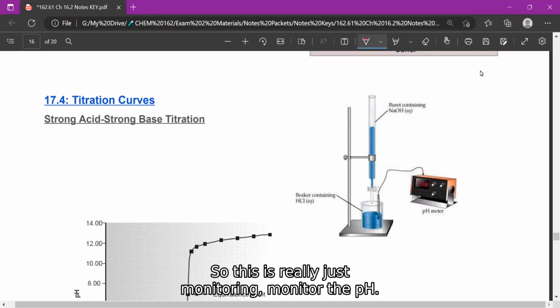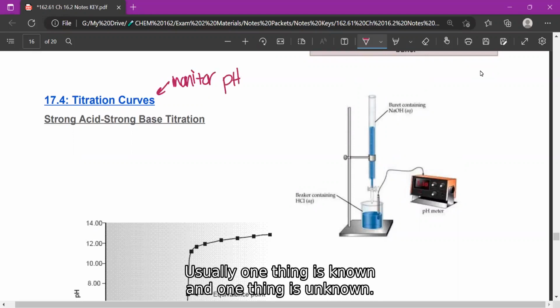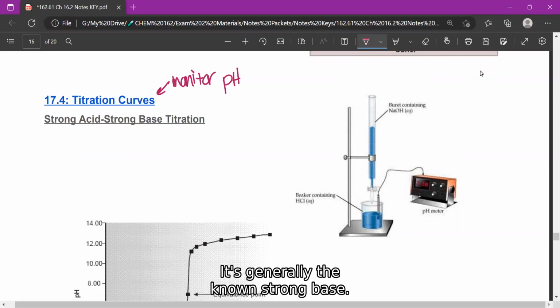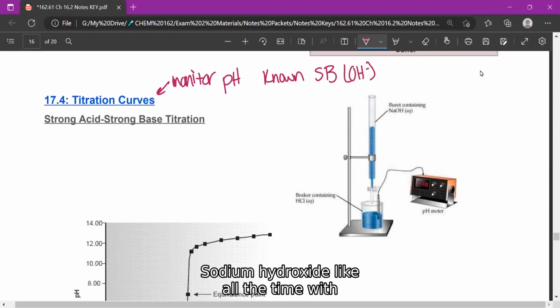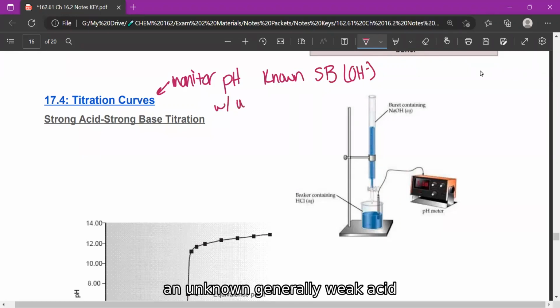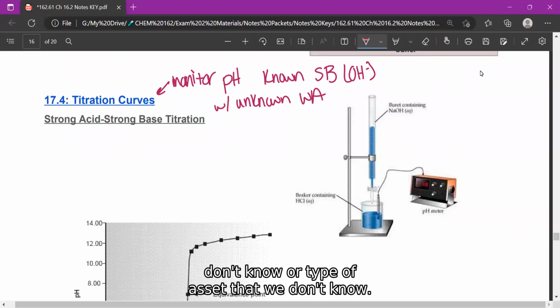So this is really just monitor the pH. Usually one thing is known and one thing is unknown. It's generally the known strong base, right? We use sodium hydroxide like all the time, with an unknown, generally a weak acid or an acid concentration that we don't know or type of acid that we don't know.